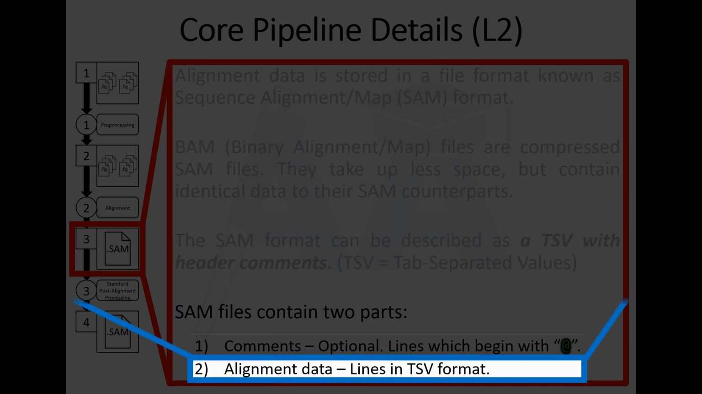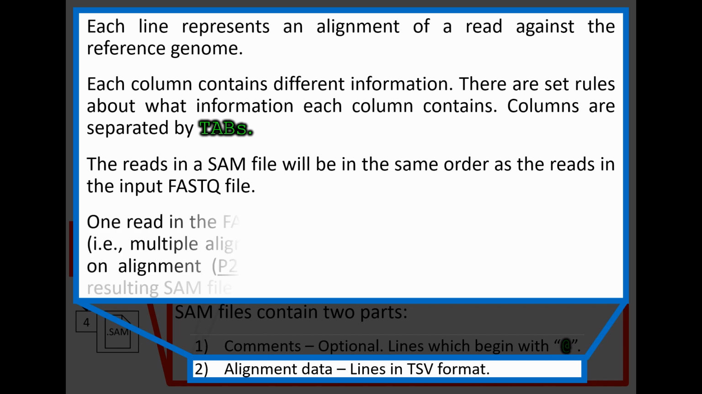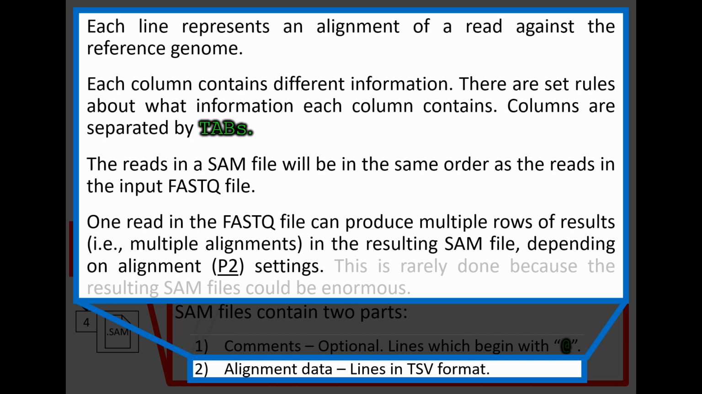When it comes to the alignment data table, however, there is a lot more to talk about. As previously stated, different rows are separated by new line characters, while different cells of the same row are separated by tabs. Each line represents an alignment of a read against the reference genome, but this is not necessarily a one-to-one relationship. One read in the FASTQ file can produce multiple rows in the results, i.e., multiple alignments. This is rarely done because the resulting SAM files could be enormous. Nevertheless, it is possible to specify that the alignment program do so.